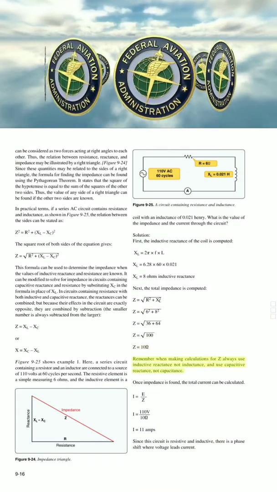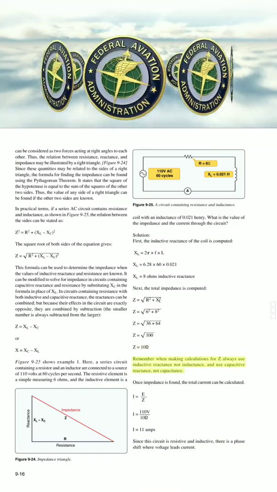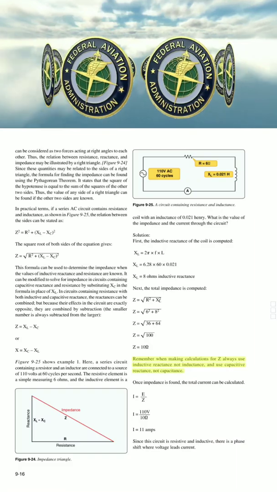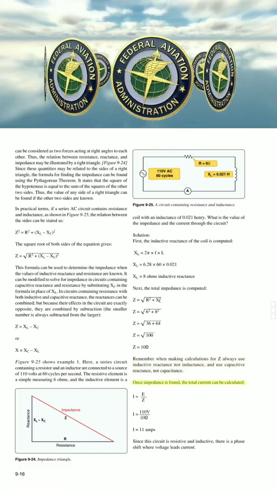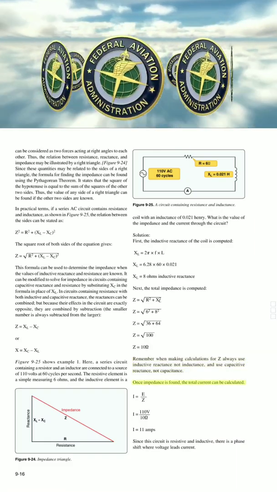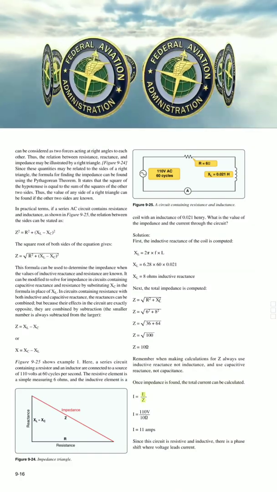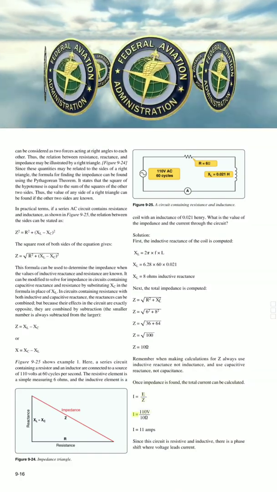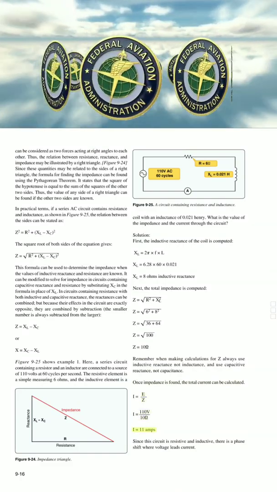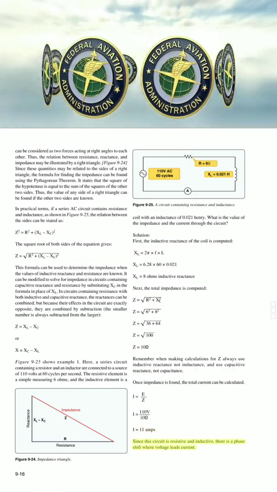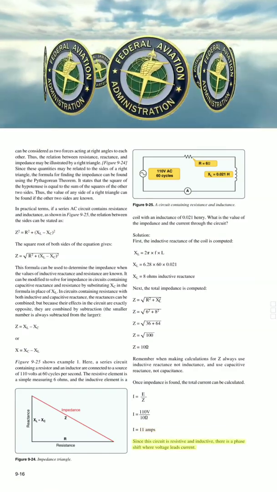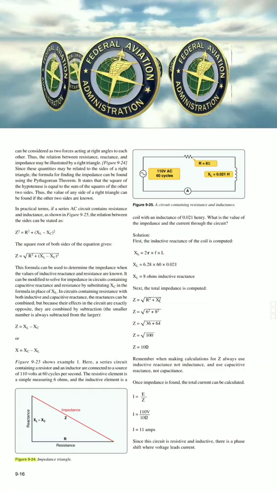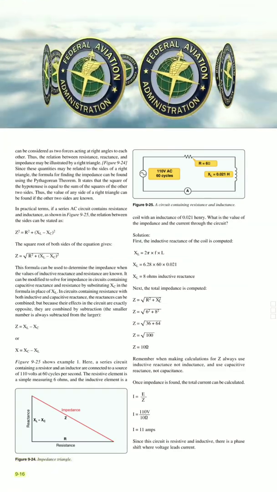Remember, when making calculations for Z, always use inductive reactance, not inductance, and use capacitive reactance, not capacitance. Once impedance is found, the total current can be calculated. I equals E over Z, 110 V over 10. I equals 11 amps. Since this circuit is resistive and inductive, there is a phase shift where voltage leads current. Figure 9-24. Impedance triangle.